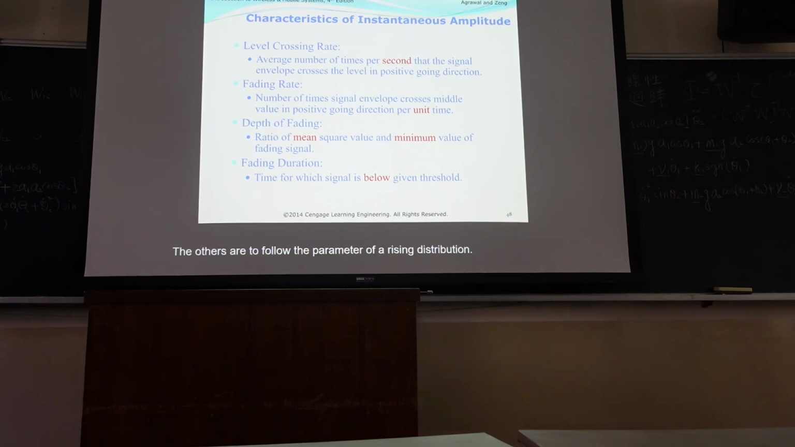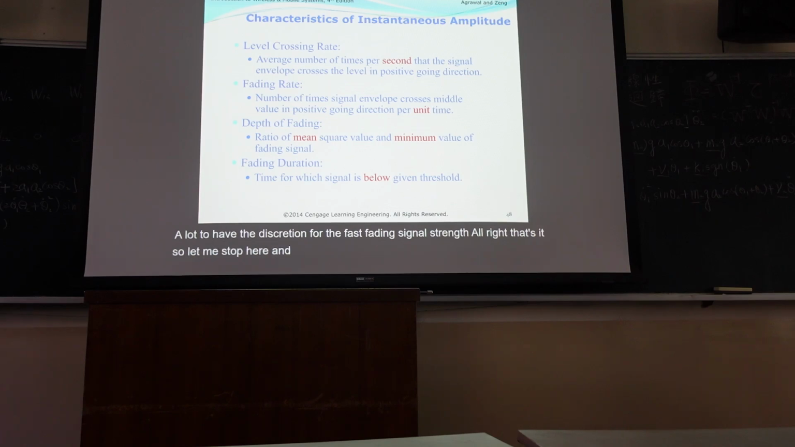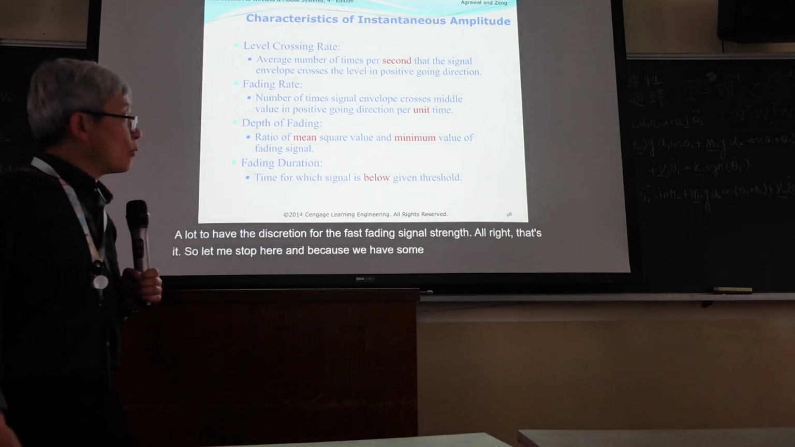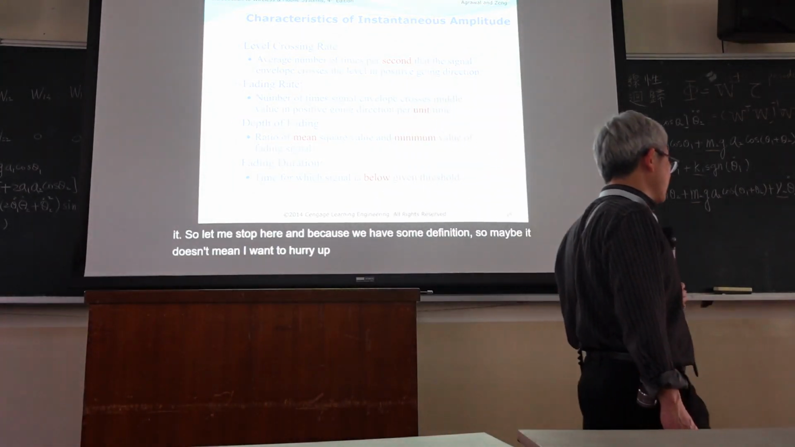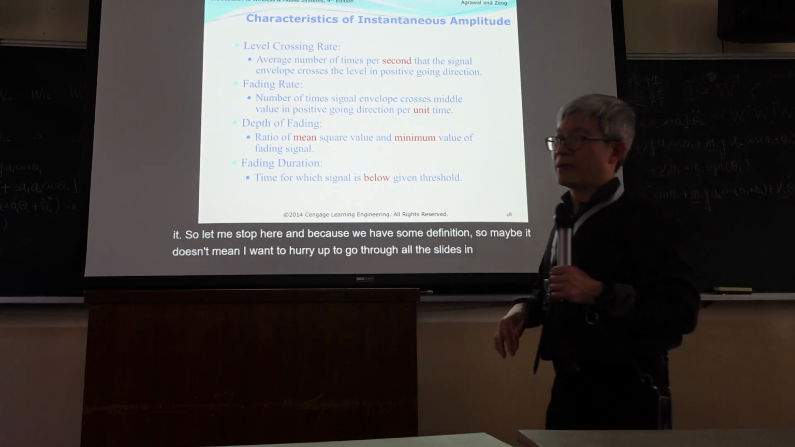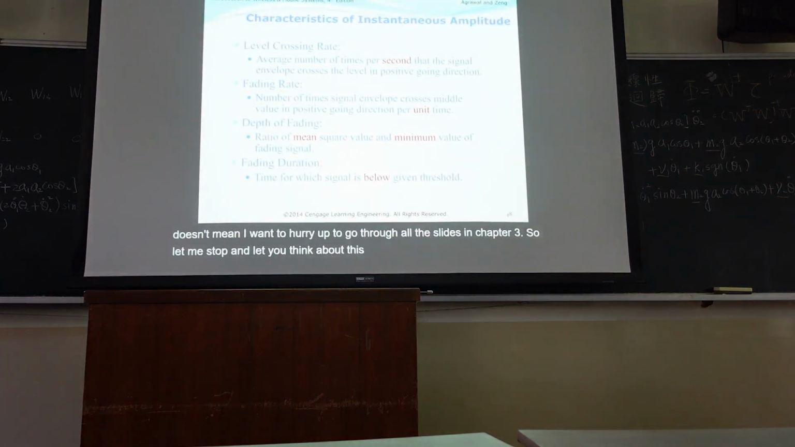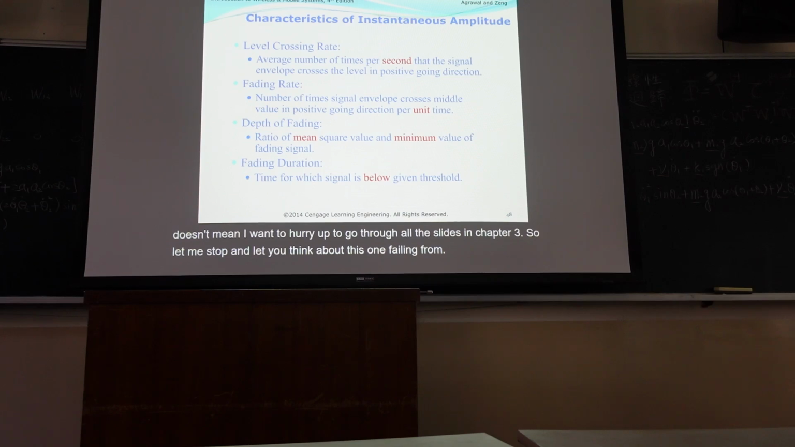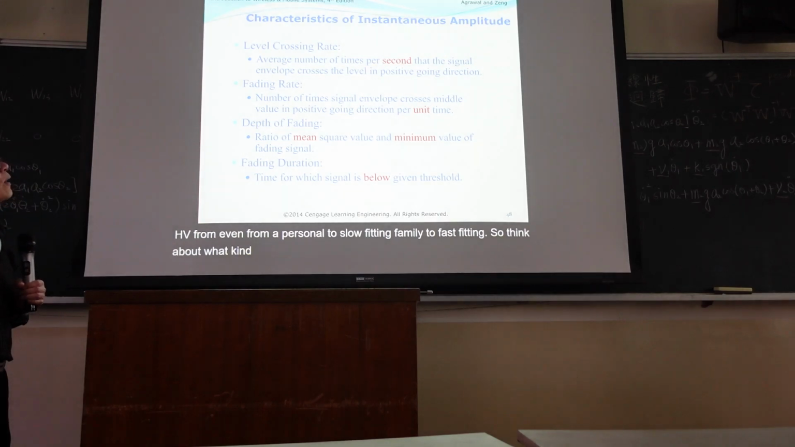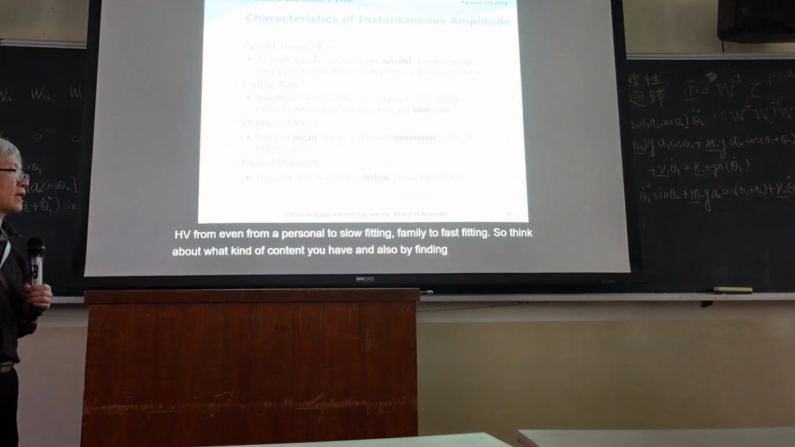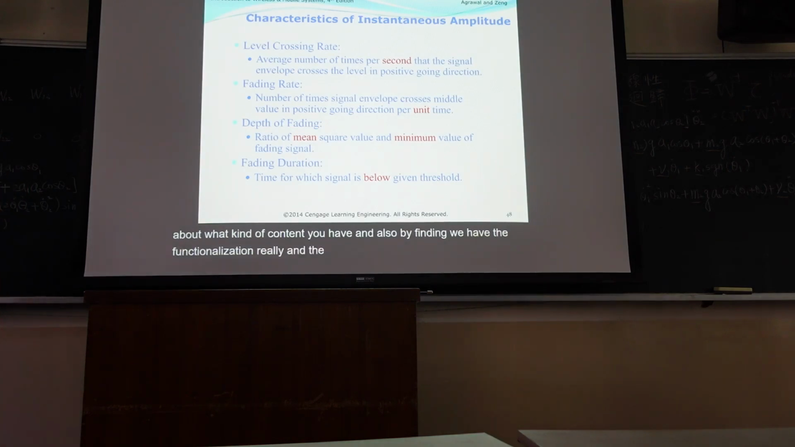Alright, that's it. Let me stop here, because we have some definitions. It doesn't mean I want to hurry to go through all the slides in chapter 3. So let me stop and let you think about this. Fading should go from path loss to slow fading, finally to fast fading. So think about what kind of content you have, and also why finally we have the Rayleigh function and the other function to describe fast fading. Now you have 3 minutes to discuss with your neighbors. Okay, go and check it.